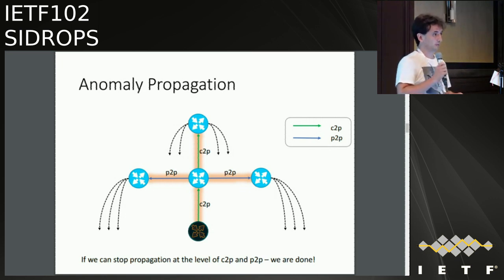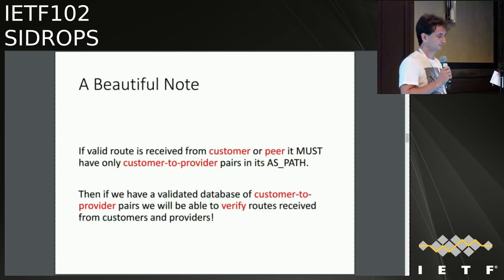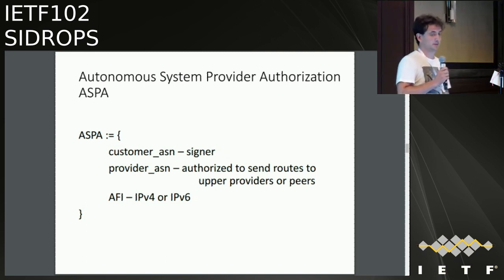There is a wonderful thing about routes that are received from providers and peers. If we learn a route from a provider or peer, in its AS path there may exist only customer-to-provider pairs. And that's all. So to be able to not validate, but verify the AS path, we need a validated database of customer-to-provider relations. To achieve this goal, we propose a new RPKI object.